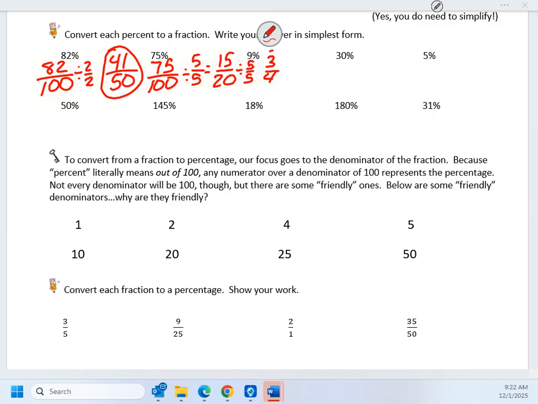So sometimes we just simplify it once. Sometimes we have to keep simplifying it till we get as low as we can go. Sometimes it's already going to be as simple as it gets. Sometimes we don't have to simplify down. 9% would be 9 hundredths. That's as simple as it gets. I can't get any smaller than 9 hundredths. So make sure you're checking those simplifying rules. Think about the divisibility rules that we did in the last unit. What can I divide both the top number and the bottom number by?